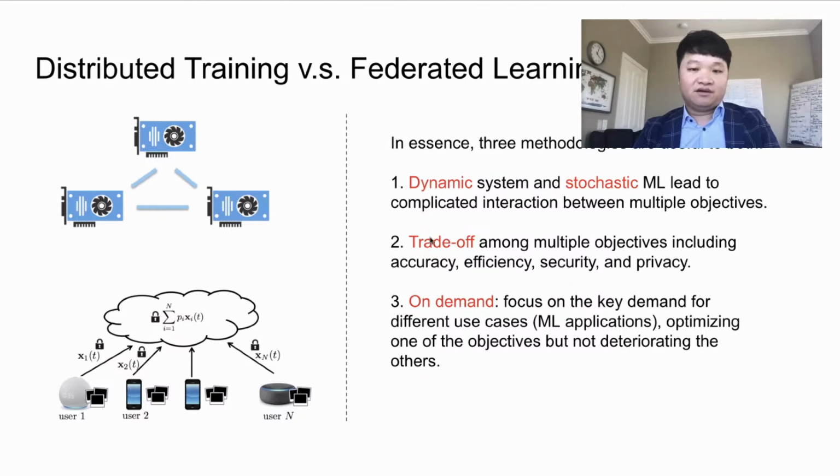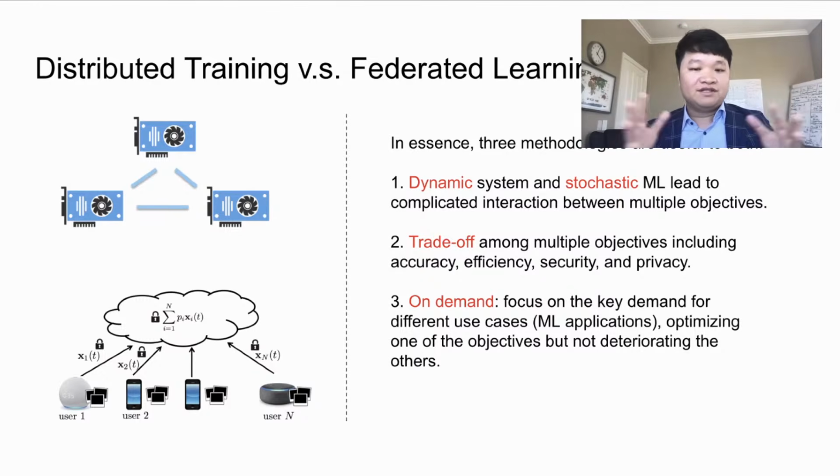The second methodology is about trade-offs. This is a very common methodology in ML system research. We should think about how to balance different goals. And the third part, I think maybe we never talk about it in academia, but it's also very important: we should always focus on the key demands from different use cases. For example, some machine learning applications may have different goals.